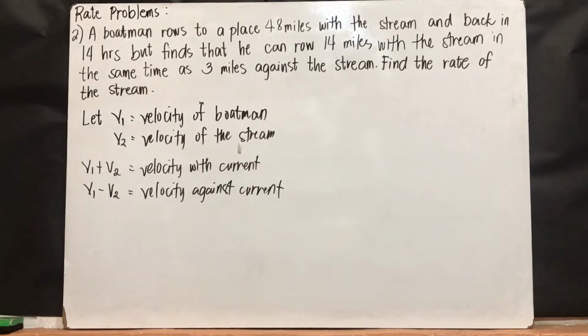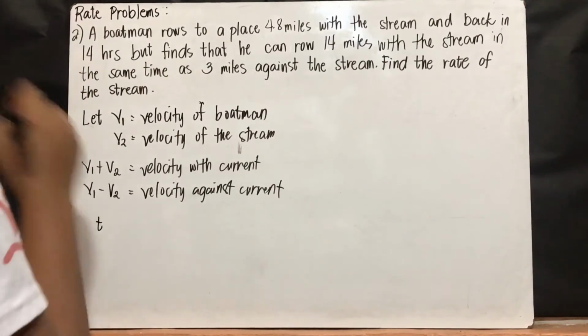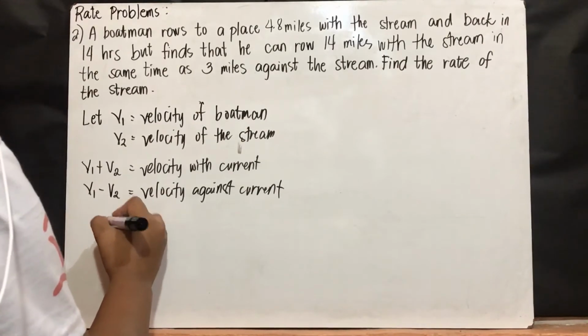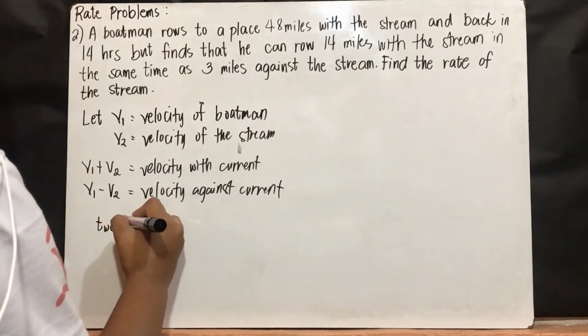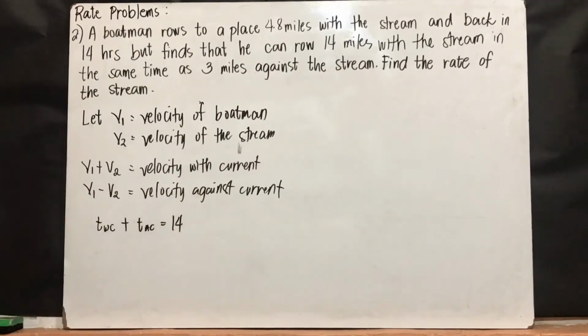So now, okay, from our first statement sa problem natin, a boatman rows to a place 4.8 miles with the stream and back in 14 hours. Okay, so 14 hours. Yung time niya to travel with the current and the time to travel against the current is equal to 14 hours. So, ibig sabihin, sabihin na lang natin na T with current plus T against current is equal to 14 hours.